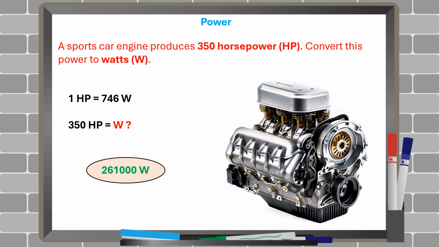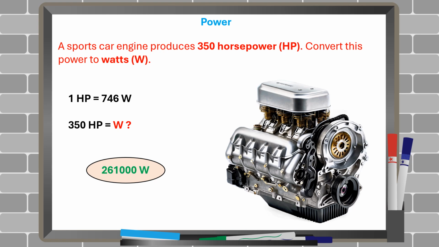Now, we just multiply 350 by 746 to get our answer. So, this sports car engine produces 261,100 watts or about 262.1 kilowatts. That's a lot of power. Right. To put this into perspective, an average home uses about 1 kilowatt at any given time.